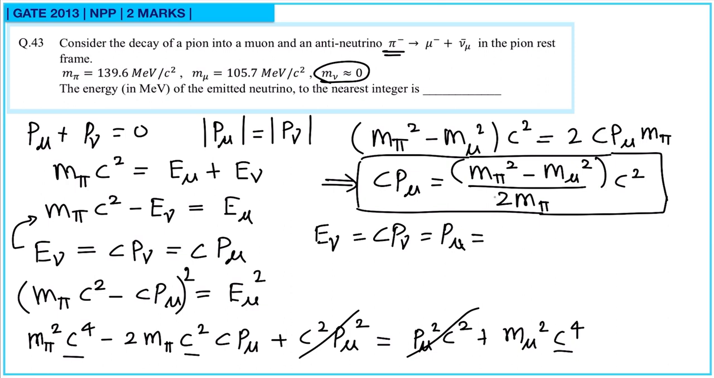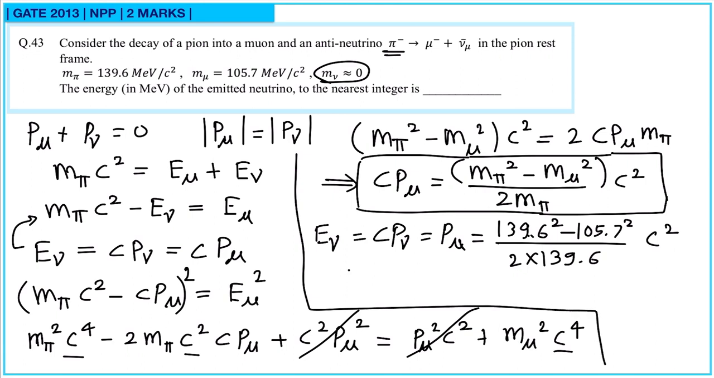Now m pi is equal to 139.6, so 139.6 square minus 105.7 square upon 2 into 139.6, whole thing into c square. So E nu, after solving this, you will get 29.78 mega electron volt, which is nearly equal to 30 mega electron volt. So rounding off to the nearest integer, this will be 30, and 30 is the answer for this question.